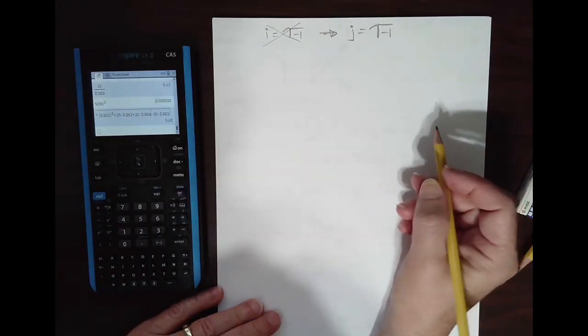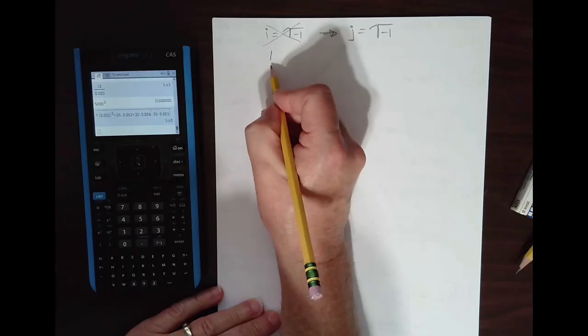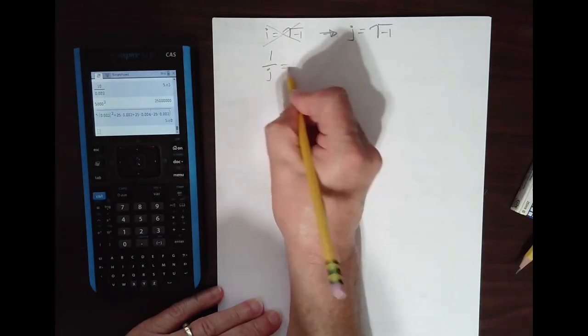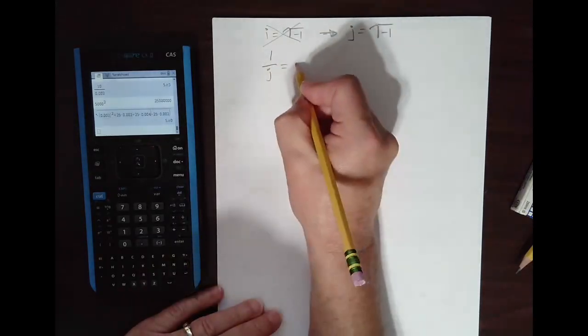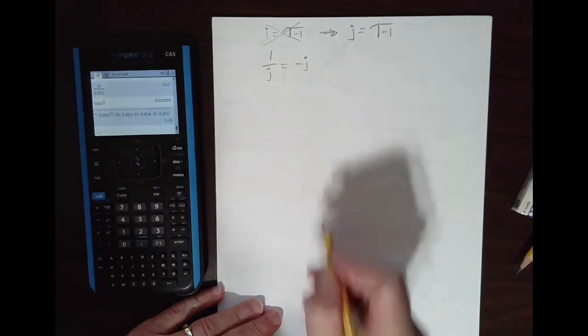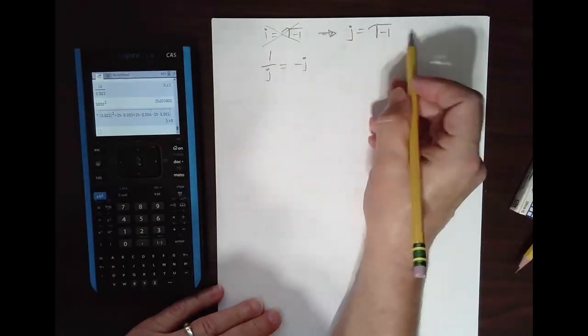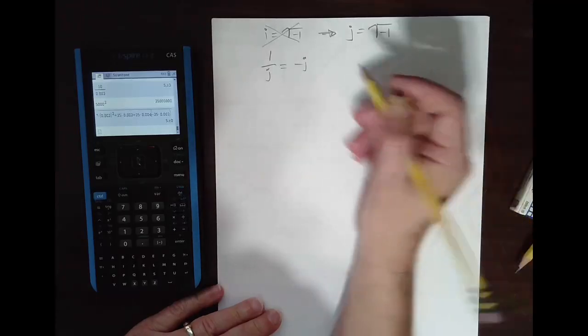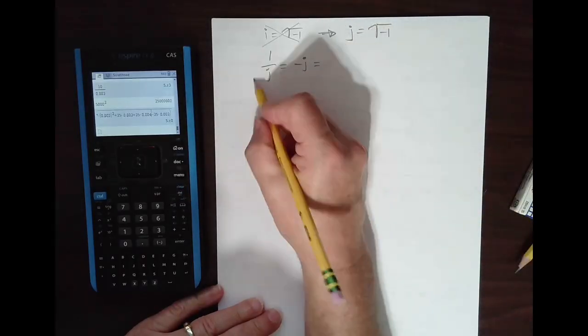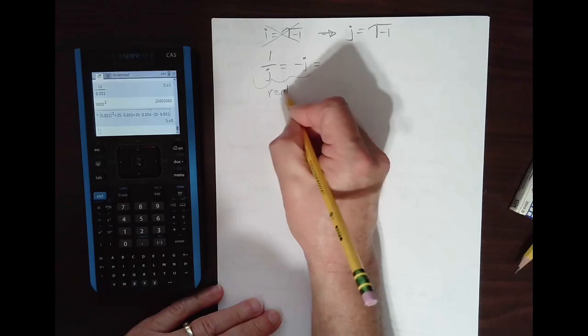Some properties of j: if we have 1 over j, what is that going to be? It's going to be -j. This is what we call rectangular form when we have the j's in the circuit. If we want to put it in polar form, so this would be a rectangular kind of thing.